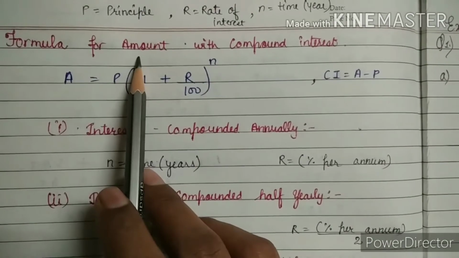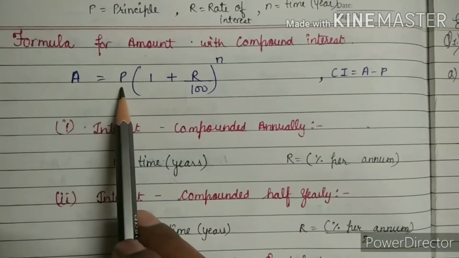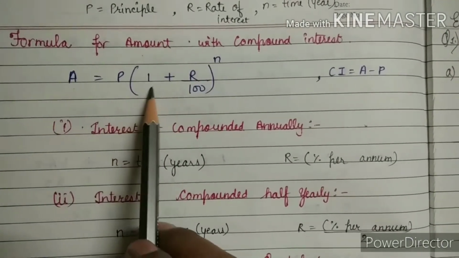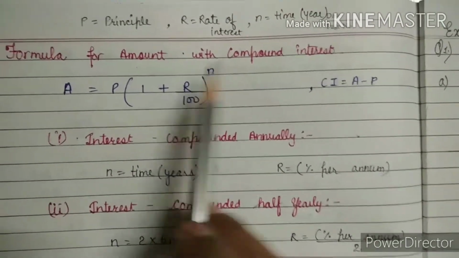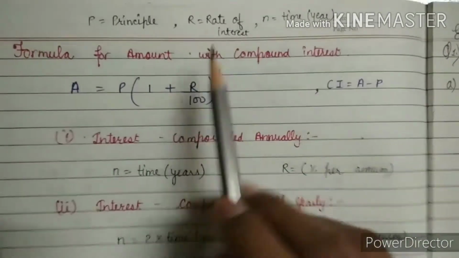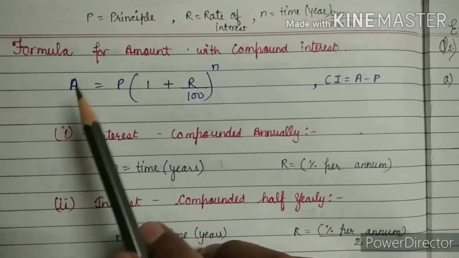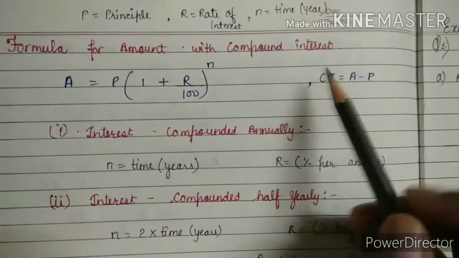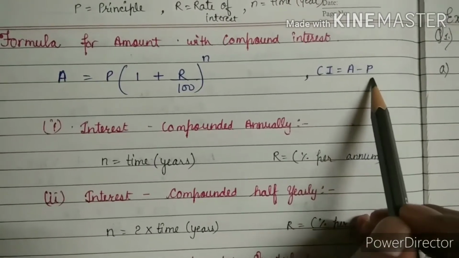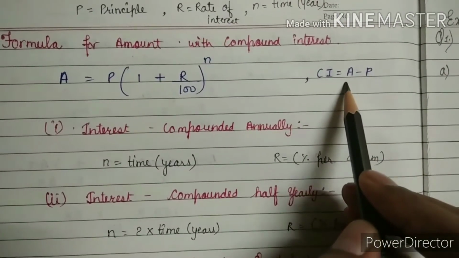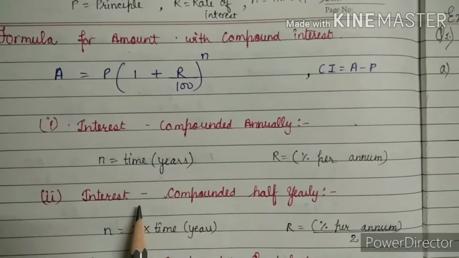When we are calculating the amount for compound interest, the amount is equal to principal multiplied by (1 plus r by 100) whole power n, where n is time, r is the rate of interest and P is the principal. This formula will give us the amount. For the compound interest, we can take compound interest is equal to amount minus principal. Whatever we have to give back is subtracted by whatever we had taken.